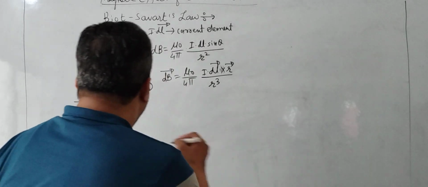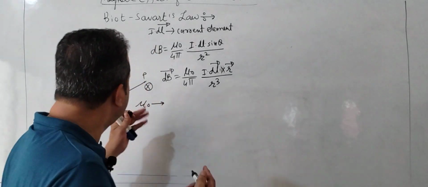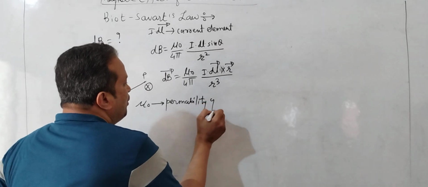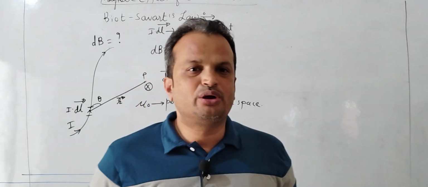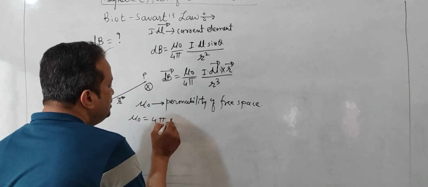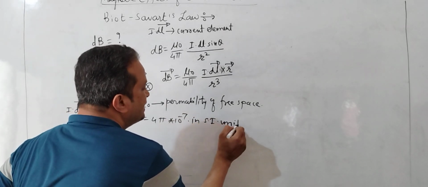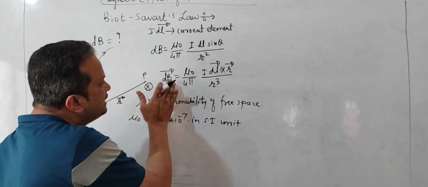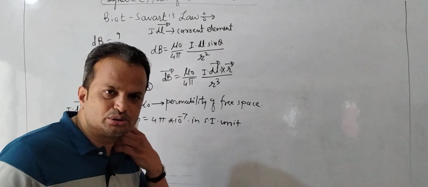So what is mu 0? Permeability of free space, like permittivity of free space, epsilon 0, in the electric field. It represents the magnetic property of the medium, whose value is mu 0 equals 4 pi into 10 to the power minus 7 in SI unit. You can easily find the SI unit using unit and dimensions. Its unit is Tesla meter per ampere.